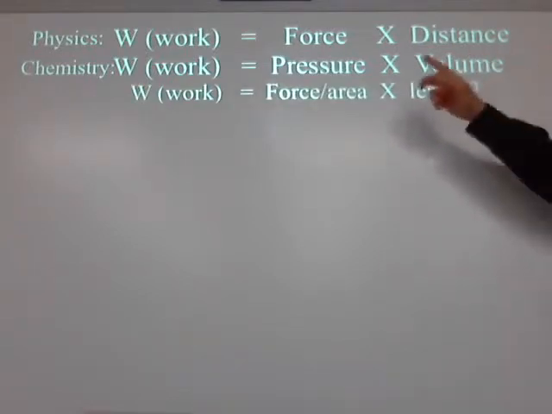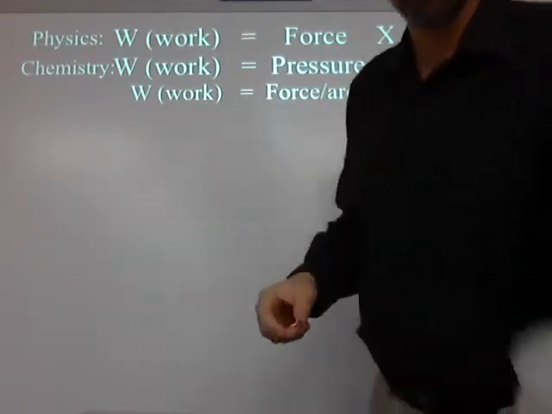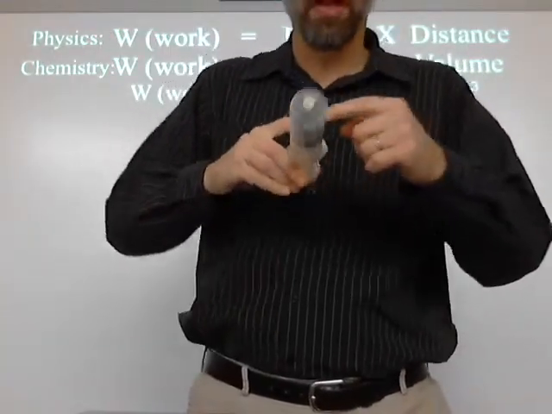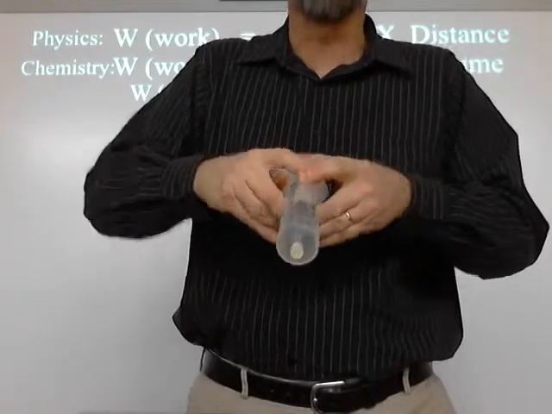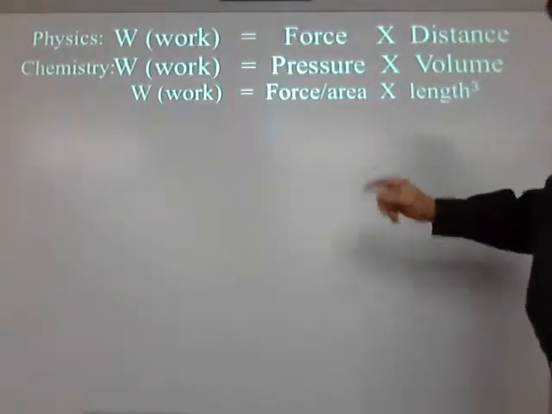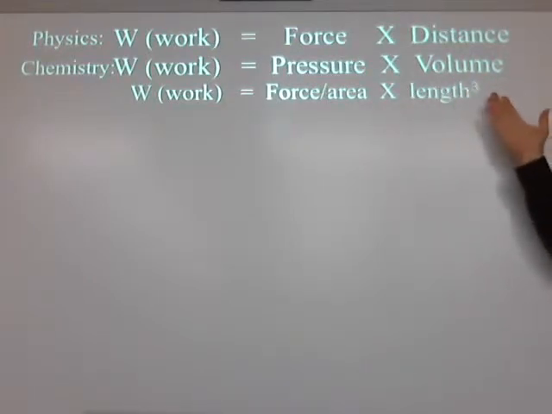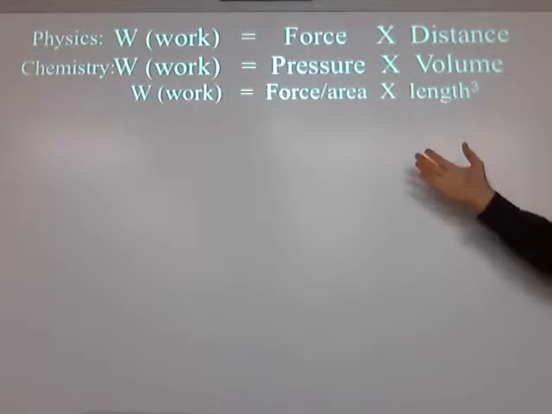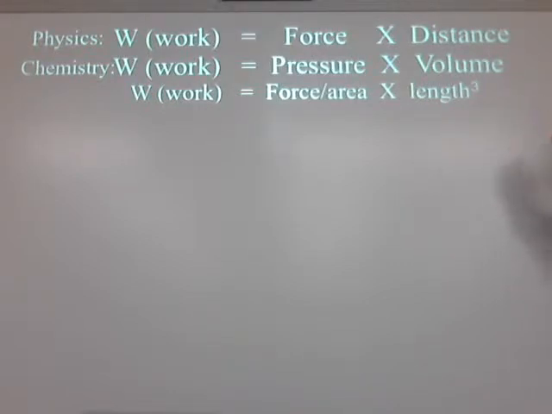So basically, pressure is a force per unit area. I push on this plunger. The area of that plunger, that disc, pushing down. Okay, so the force being pushed on an area. That's what pressure is. Volume is a length cubed, or distance cubed. Think about it, right? If I had a cube, all right, length times width times height. So this is why it all works.